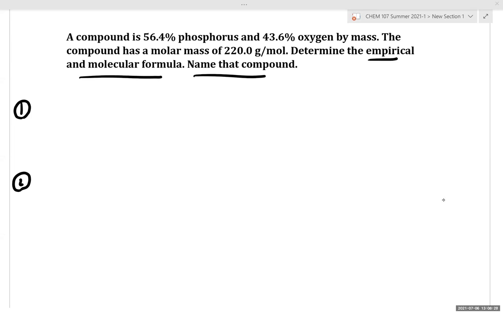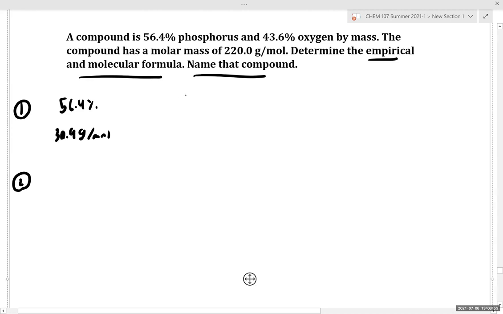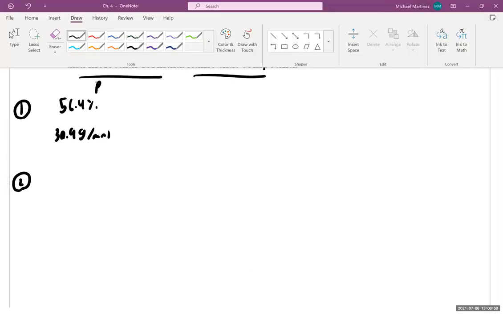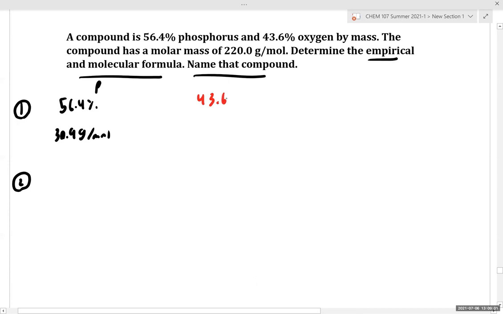So we have one student sharing their calculated mass of phosphorus. We know the percentage of phosphorus is 56.4%. Let me double check really quickly. And let's try not to round too heavily. Looking at the periodic table, phosphorus has a mass of 30.9 gram per mole. For oxygen, our mass percentage is 46.3%, and oxygen has a mass of 16 gram per mole.